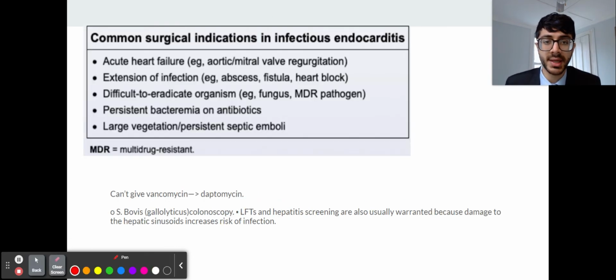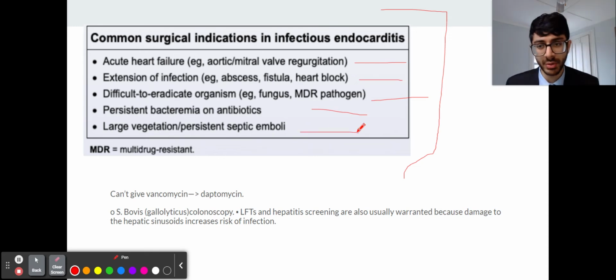The next one is, again, common surgical indications for infective endocarditis. Know when you have to take this patient to surgery. There are very easy ones in here. UpToDate has a good list. You really don't need to know that at Step 2 level, but you're going to take them to surgery at some point.